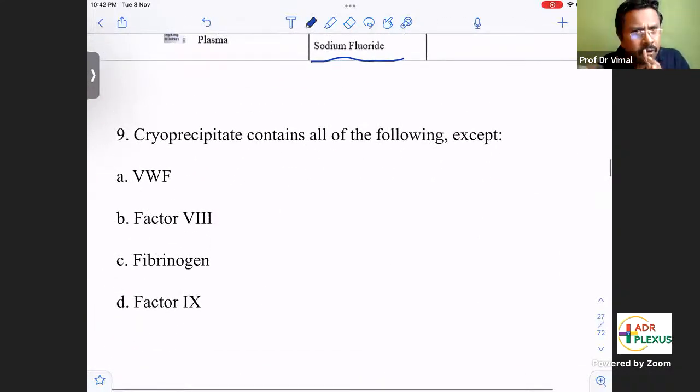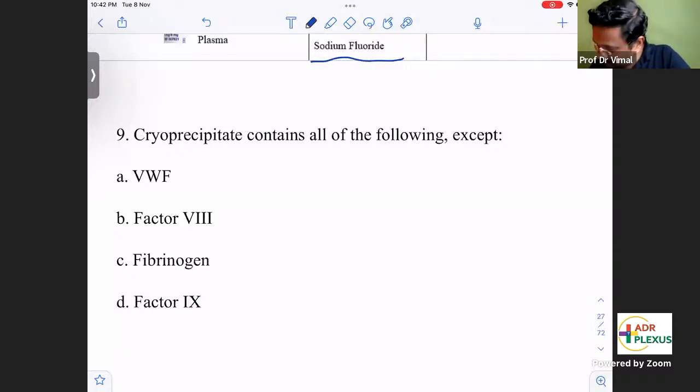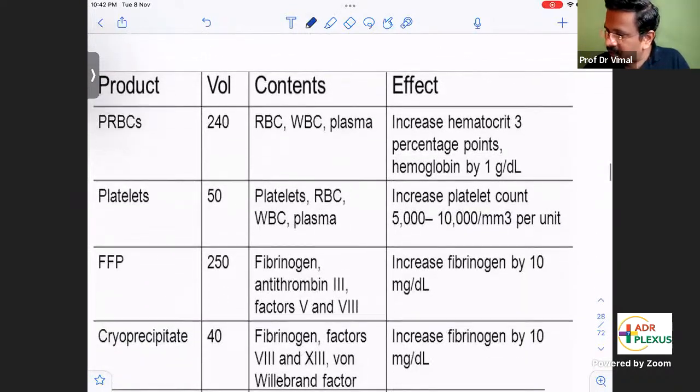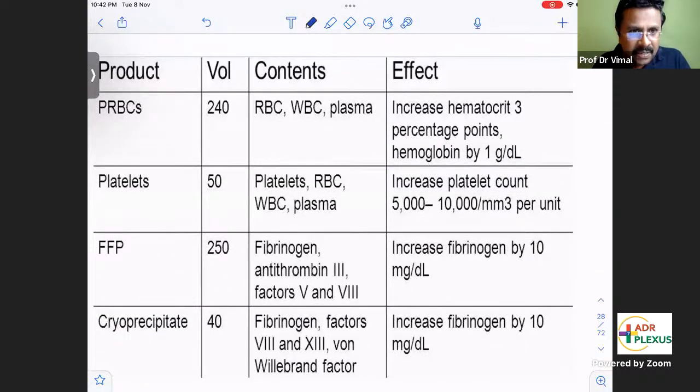Now, in the last exams, if you see, they also touch the topic of the blood bank. Transfusion pathology also, some questions have been asked. So let's see this question. Cryoprecipitate contains all of the following except. For this, we have to know the constituents of the component therapy in the blood bank.